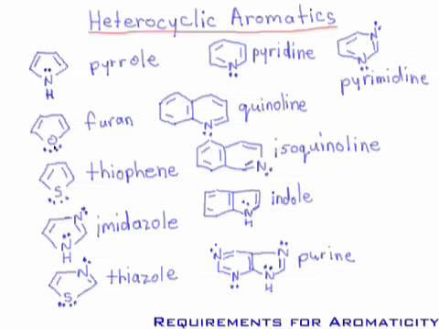The last rule is there must be a Huckel number of electrons. That is, for all of these molecules, we must be able to set 4n plus 2 equal to the number of pi electrons.